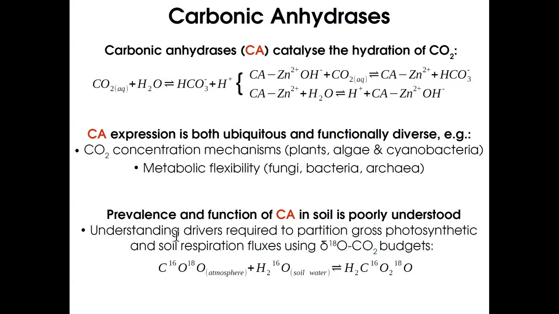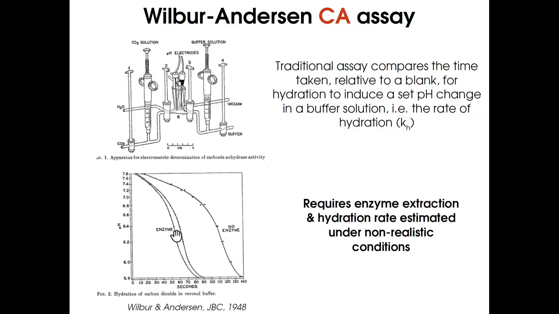And this is noteworthy because CA activity, due to the fact that oxygen isotopes are exchanged between carbon dioxide and soil water during hydration, represents a key uncertainty in using atmospheric budgets of the oxygen isotope composition of CO2 to partition gross terrestrial carbon fluxes to and from the atmosphere. So, this is a methods talk, unfortunately.